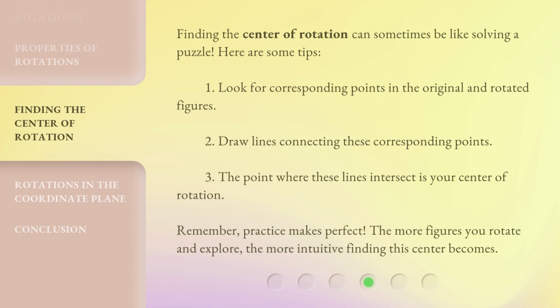Finding the center of rotation can sometimes be like solving a puzzle. Here are some tips. 1. Look for corresponding points in the original and rotated figures. 2. Draw lines connecting these corresponding points. 3. The point where these lines intersect is your center of rotation. Remember, practice makes perfect. The more figures you rotate and explore, the more intuitive finding this center becomes.